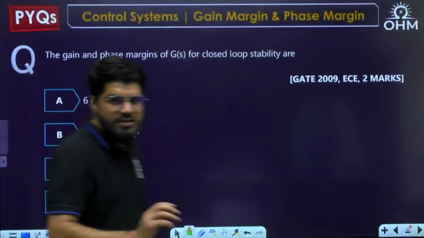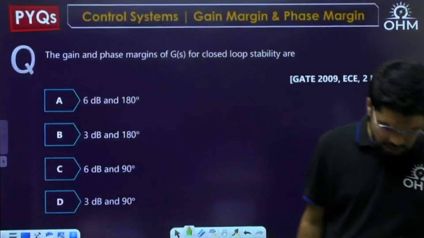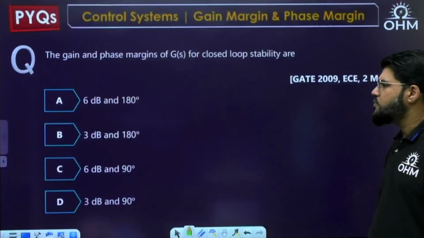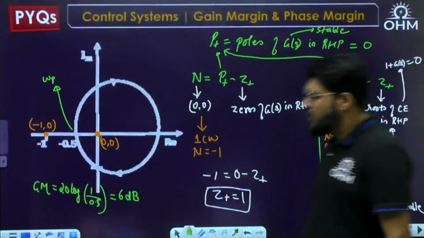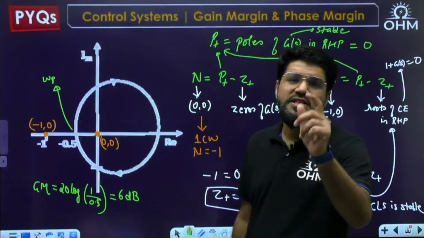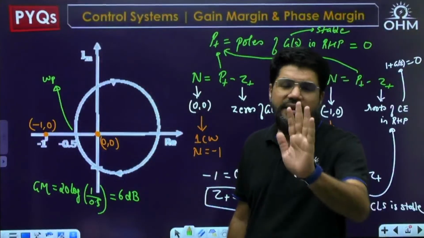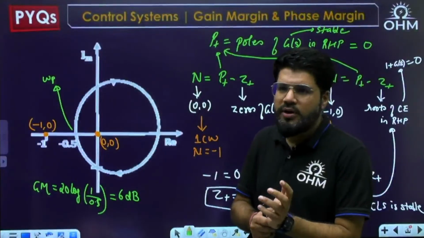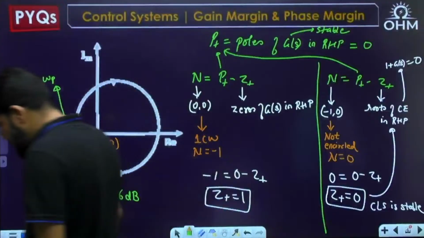Now let's talk about the phase margin. The gain margin was the margin by which the gain of a system can be increased while it remains stable. After some point, it reaches an unstable zone.